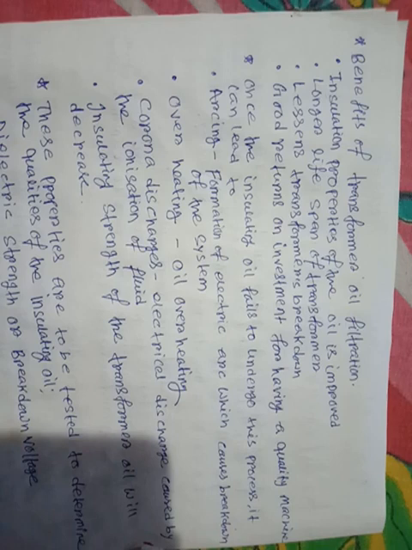Next point is when the insulating oil fails, the different reasons for failure of insulating oil. The number one reason is arcing. Arcing is formed in the transformer. Arcing is the formation of an electric arc which causes the breakdown of the system.